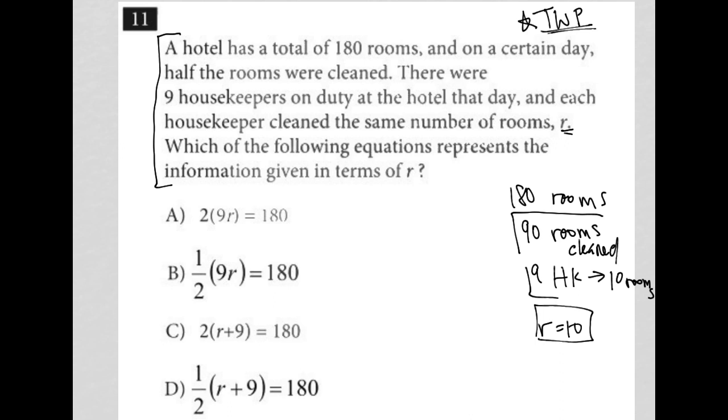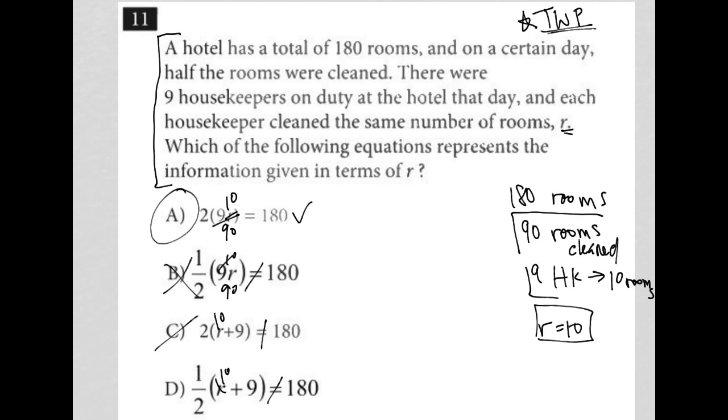So if I replace R with 10 here, that makes this whole thing 90. 2 times 90 is 180. That's definitely true. If I make this 10, that becomes 90. Half of 90 is not 180, so that's gone. If I make this 10, that becomes 2 times 19, which is also not 180. That's gone. If I make this R a 10, that becomes 19. Half of 19 is definitely not 180. That's gone. Therefore, the only answer that actually worked was choice A.